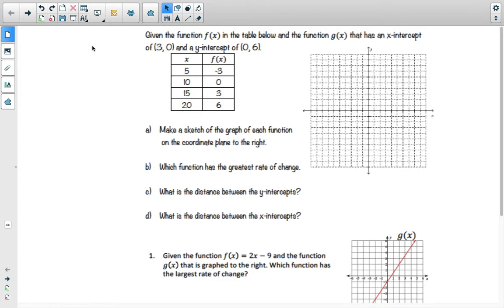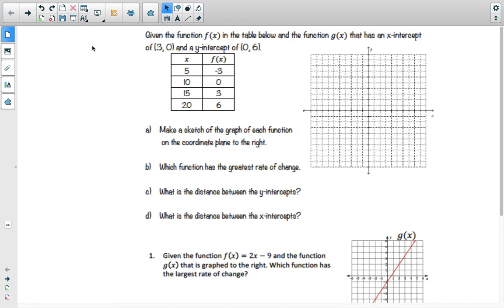This video is on comparing linear functions. Given the function f of x in the table below and the function g of x that has an x-intercept of (3, 0) and a y-intercept of (0, 6). Question A says to make a sketch of the graph of each function on the coordinate plane to the right.